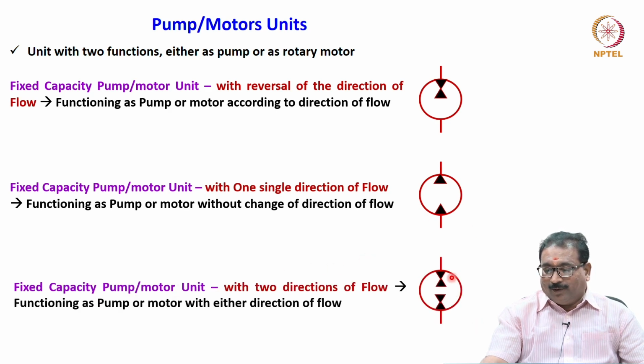Or you will see here now how it is. See the symbols very carefully, graphical symbols, you have to see how to read. Fixed capacity pump or a motor unit with 2 directions of flow, functioning as a pump or a motor, with either direction of flow possible here. These all come under fixed capacity pump or motor units.